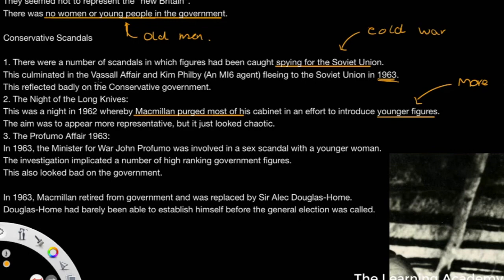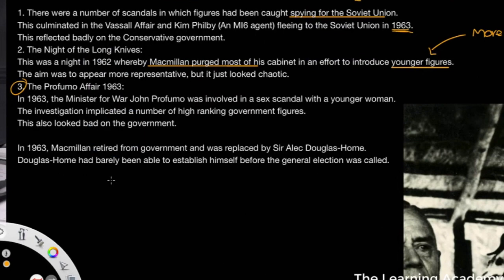We also have, in 1963, the Profumo affair. This was where the Minister of War, John Profumo, was involved in a sex scandal with a younger woman. This implicated a number of high-ranking government figures. And again, this looked bad on the government because this was a scandal that took place within one of the cabinet's very senior ministers, the Minister for War.